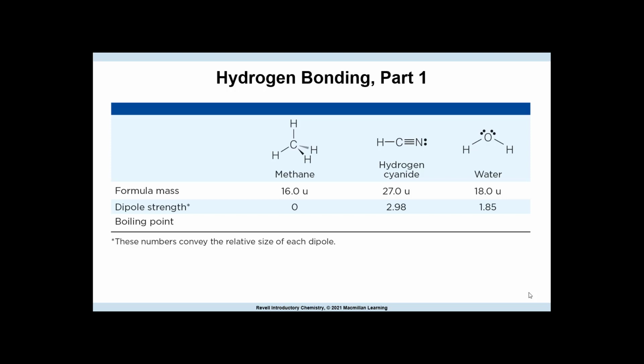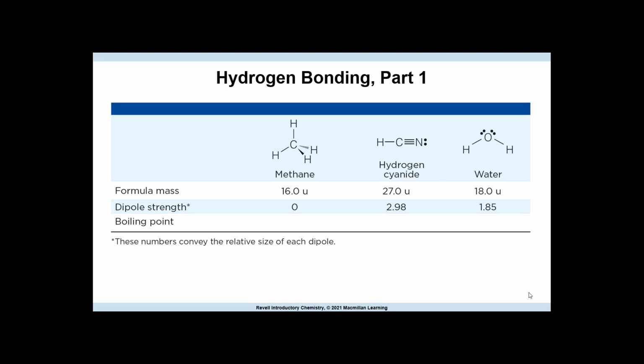Next, let's look at a special type of dipole-dipole interaction called hydrogen bonding. Consider these three small compounds. The first compound, methane, has no dipole. Because of this, methane molecules have very weak interactions with each other, resulting in a very low boiling point of negative 162 degrees Celsius. The second compound, hydrogen cyanide, has a large dipole. As expected, its boiling point is 26 degrees Celsius, which is significantly higher.